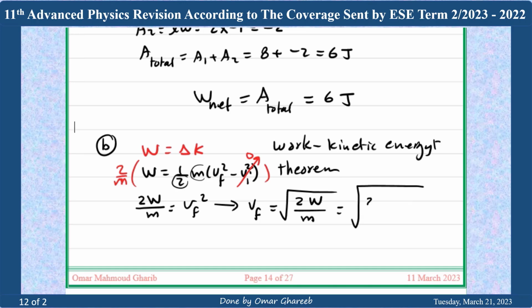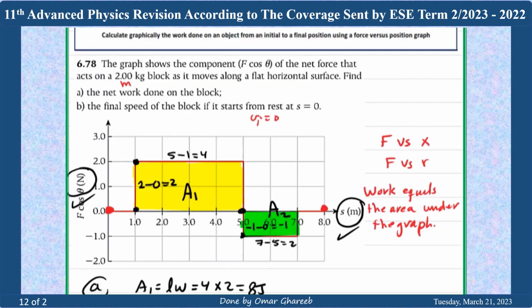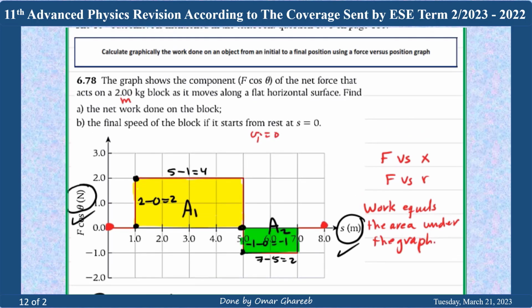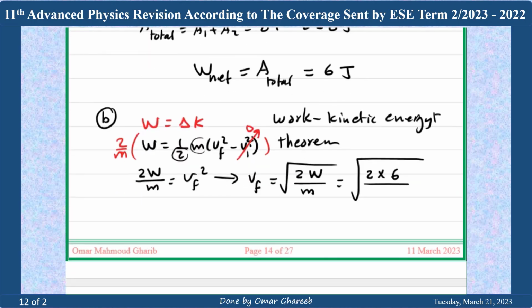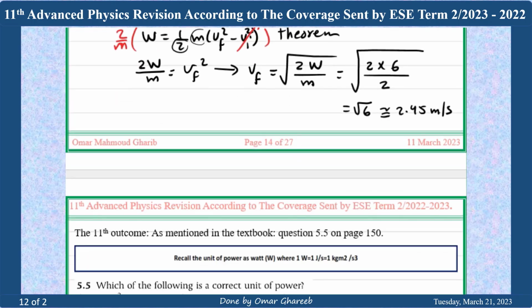Square root of 2 times the work, which is 6 as in part A, over the mass. How much is the mass? 2 kilograms. So we have the square root of 6, which is almost 2.45 meters per second. That's it. Now outcome number 11.